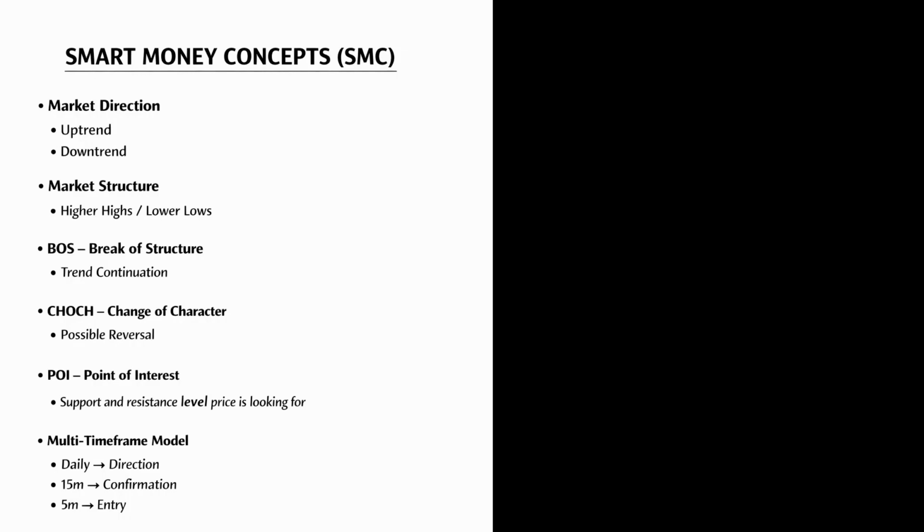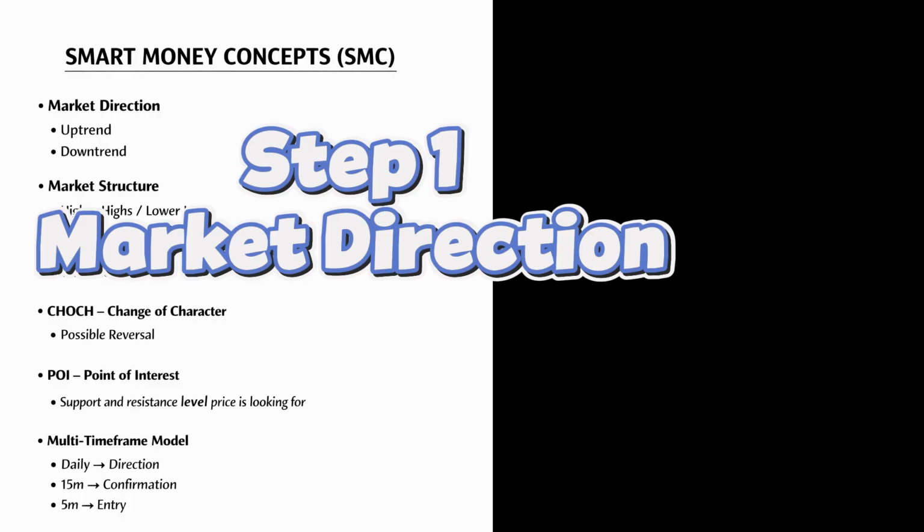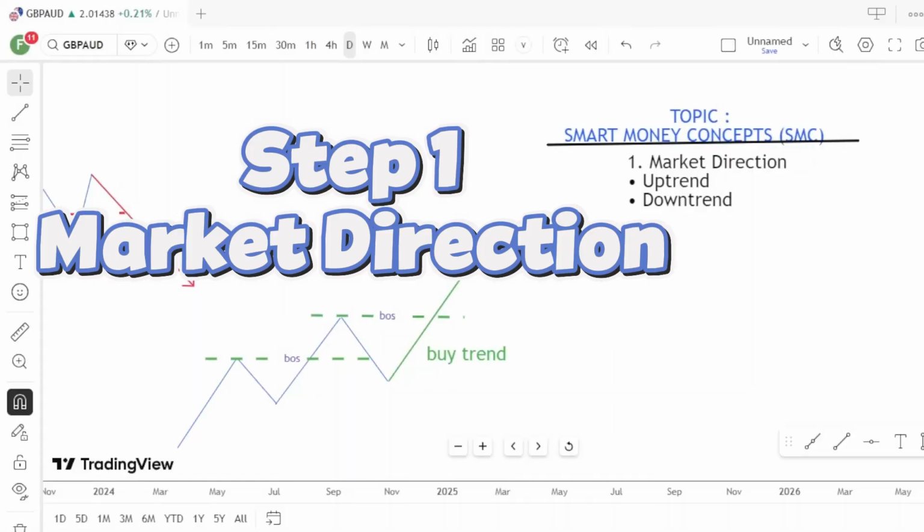I want you to forget indicators, forget signals, forget trying to predict the market. We're simply going to react and read what price is already doing, one step at a time, one rule at a time. Step 1, market direction. So the first thing I look for on the chart is not an entry, is not a setup, is not even smart money concept. It's the first question, which is very simple.